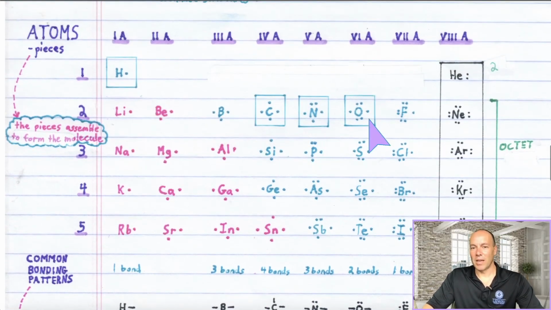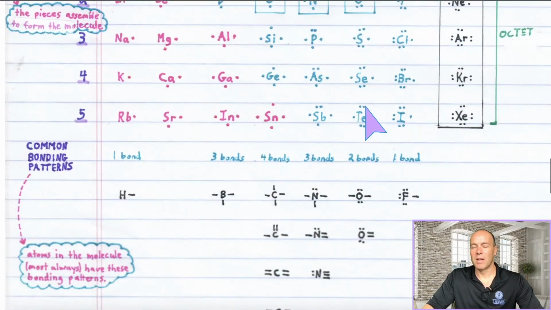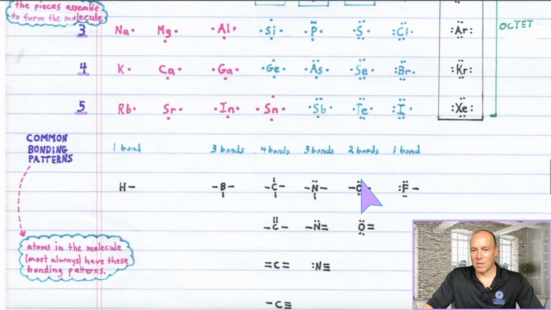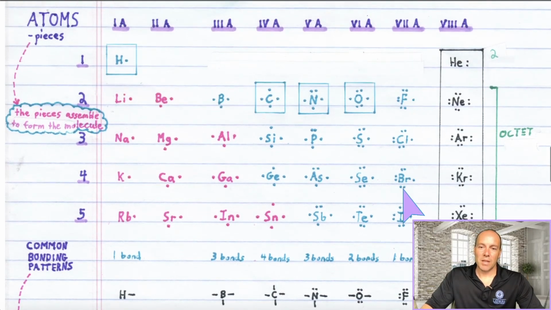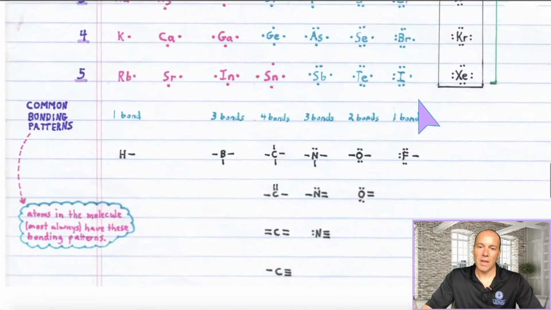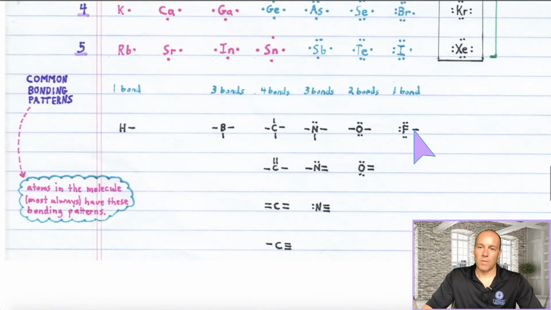Oxygen only has 2 unpaired electrons, so now you're down to 2 bonds, so it can be 2 singles or maybe a double. And then fluorine and the other halogens just have 1 unpaired electron, and so it's just going to form 1 bond.